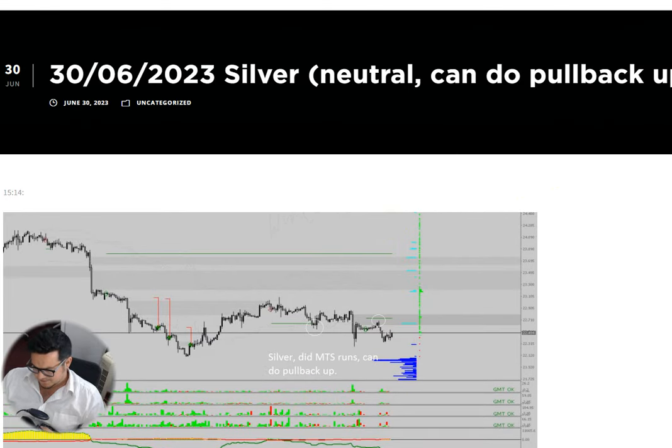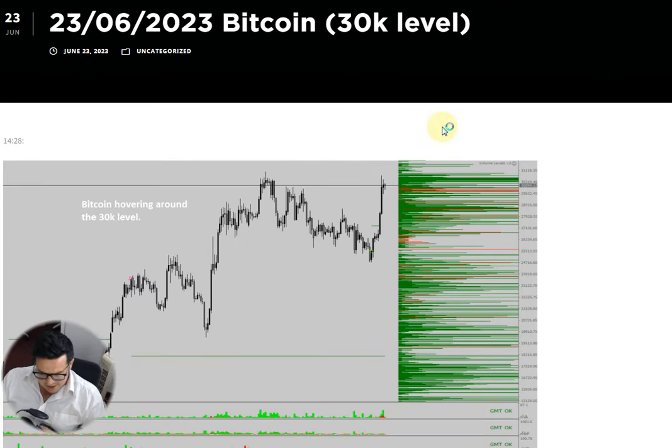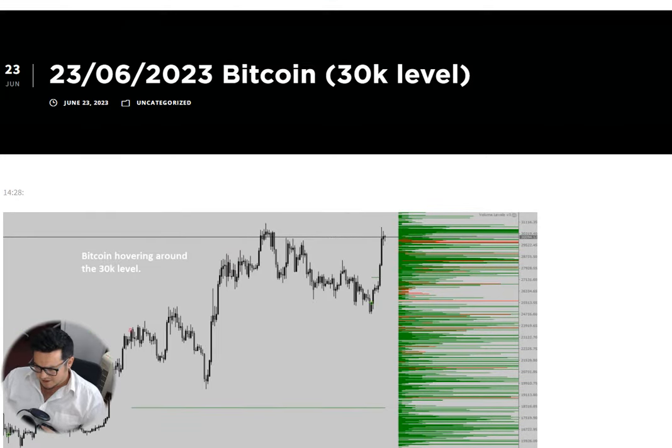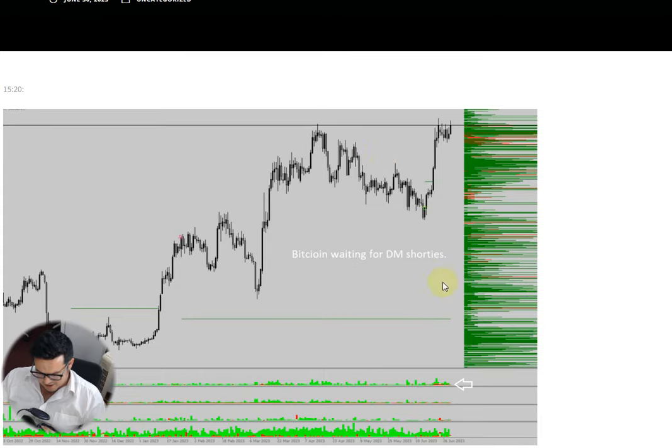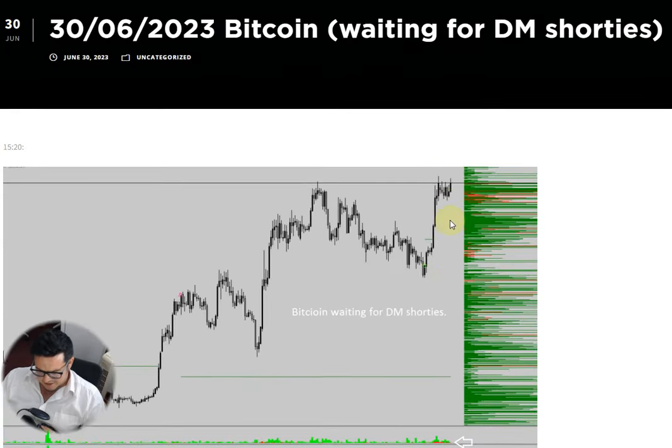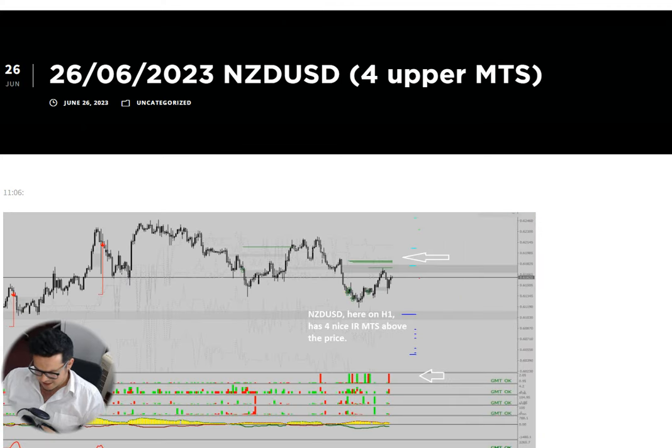Beautiful long trade. Amazing. Bitcoin, not so interesting. At the beginning of the week, it was hovering around the 30K level. Then it was waiting for some shorties to come in. Longies came in instead, therefore a slight down move. Not very interesting this week. Fair enough. We had enough action, I guess.